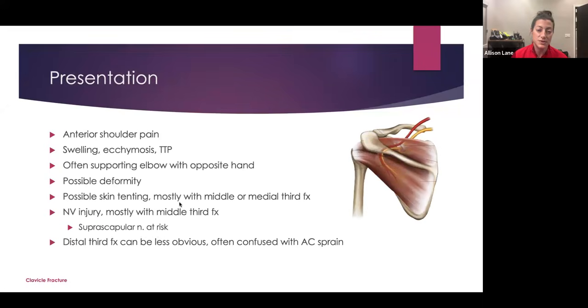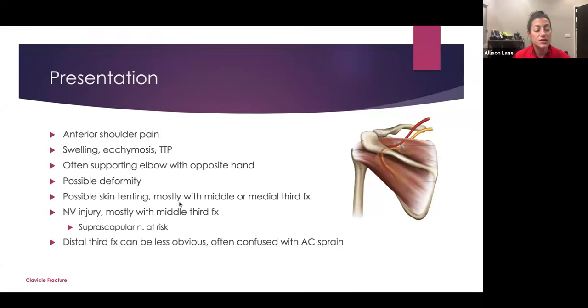As usual, presents with anterior shoulder pain, maybe some swelling, ecchymosis, tenderness. People will often come in holding their elbow with their unaffected arm for support. Sometimes you'll see a deformity. Sometimes you'll see skin tenting. With the skin tenting, we'll generally see that with the middle or medial third fractures, just because those are more likely to displace like that.